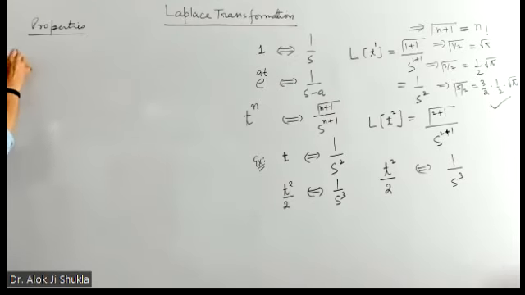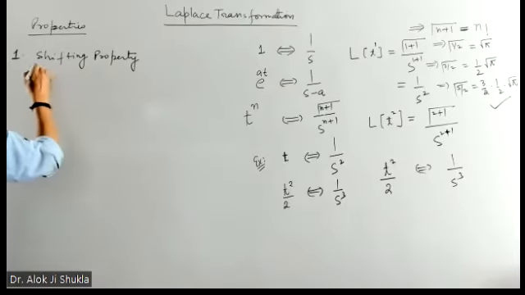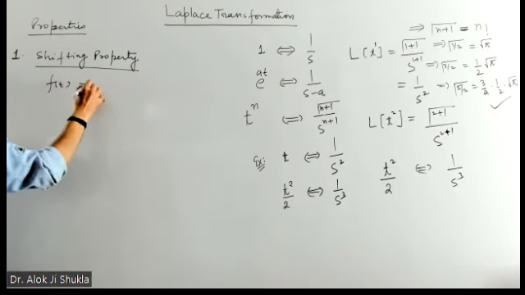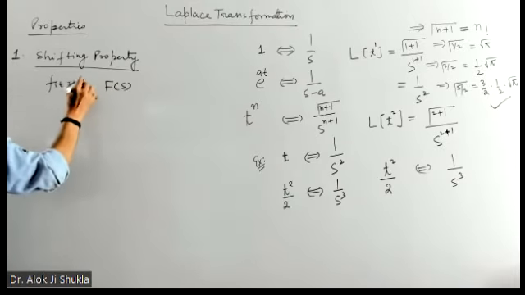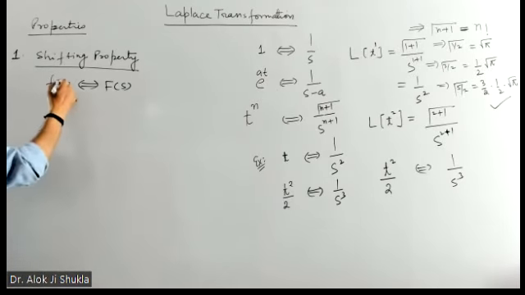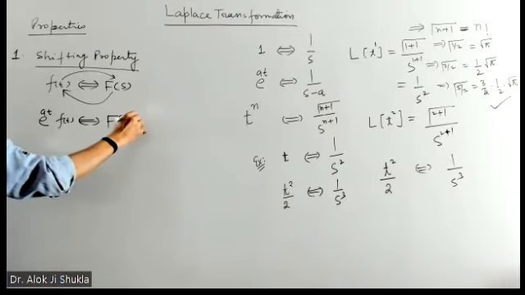So the first property is the shifting property. Listen carefully. Suppose the Laplace of f(t) is F(s). f(t) and F(s) form Laplace transformation pairs. This symbol means a both way transformation: the Laplace of f(t) is F(s), and the inverse Laplace of F(s) is f(t). Then the Laplace of e to the power at f(t) will be F of s minus a.